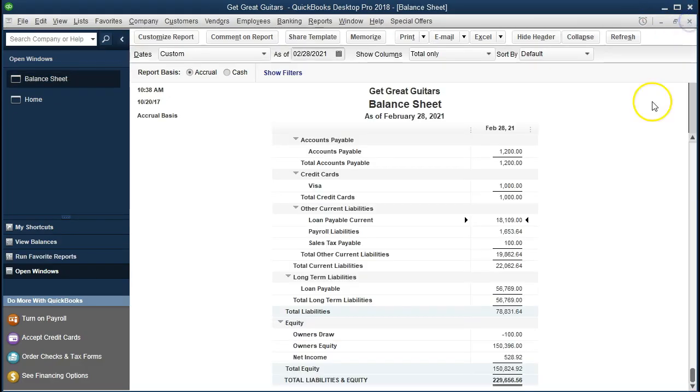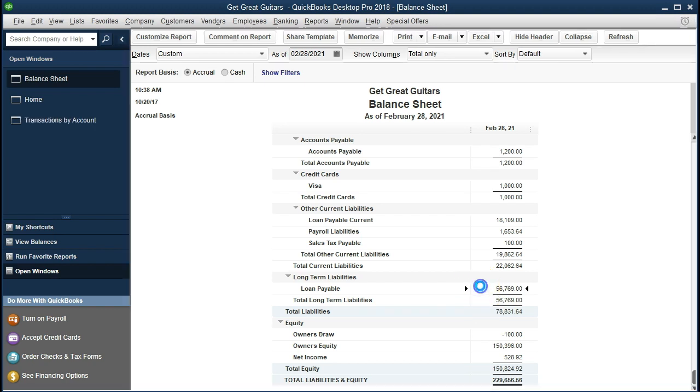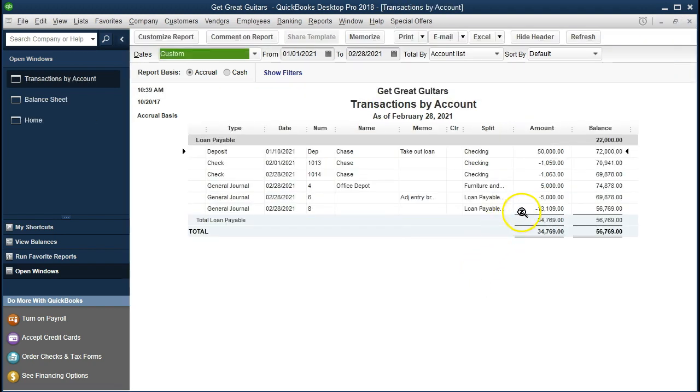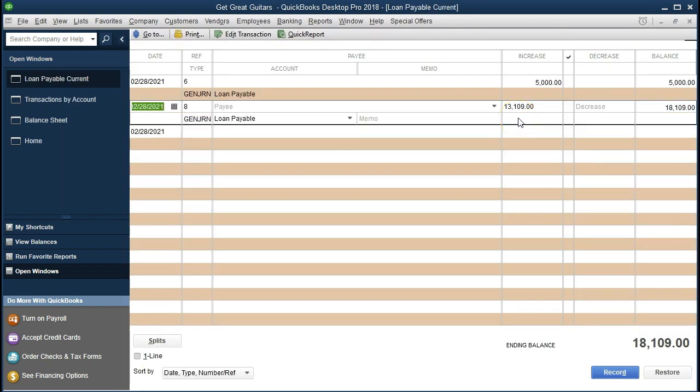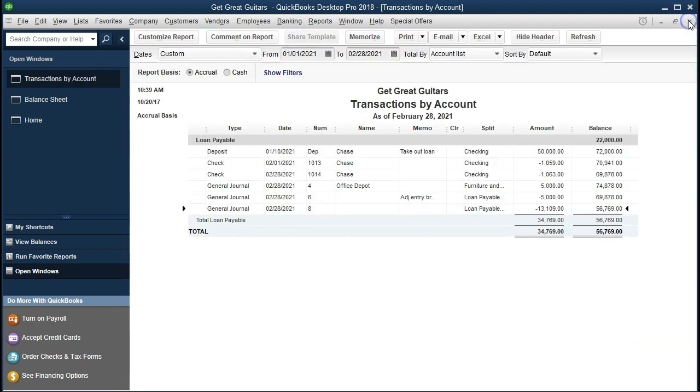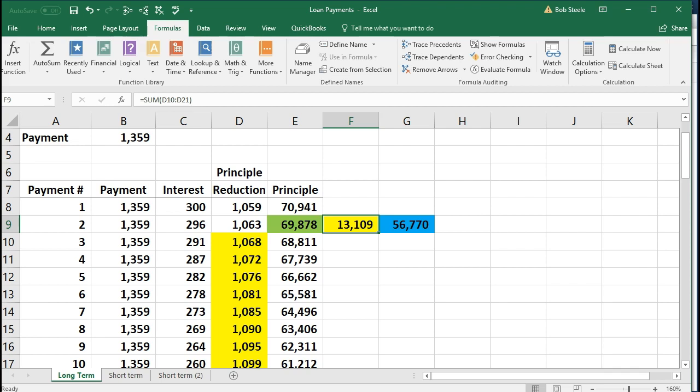If we close this back out and then go to the long-term portion, here's the long-term portion, 56,756. Double clicking on that, we see our activity. There's the adjusting entry we just made. Double clicking on that, there's the amount. If we close this back out, we say there's that 13,109. That matches this amount here, our adjustment.